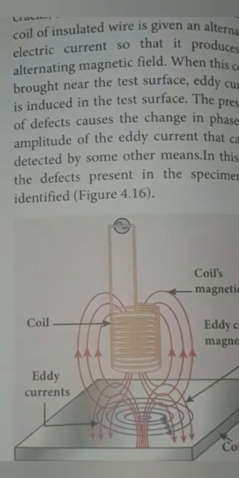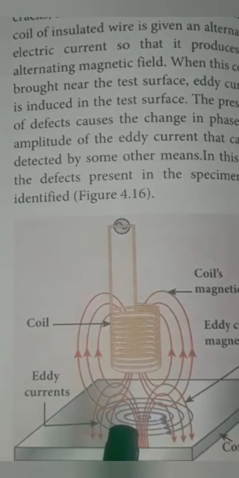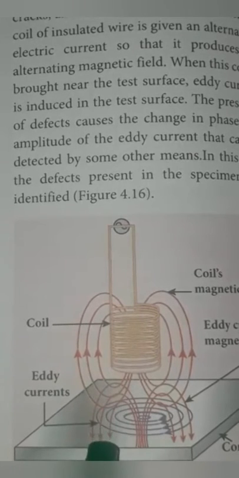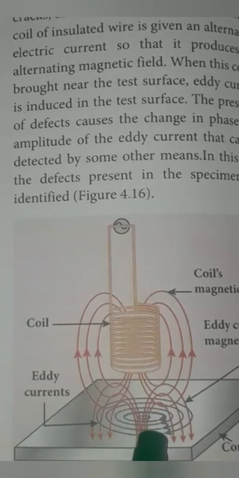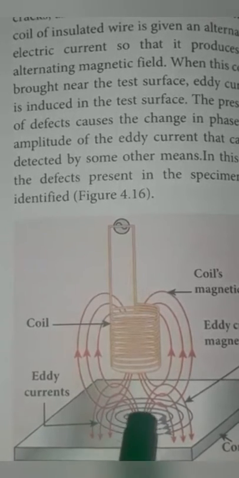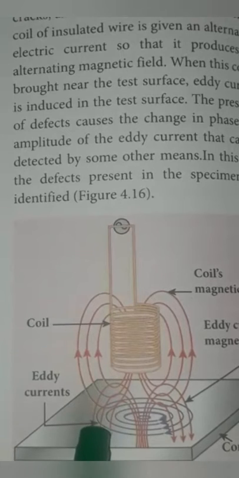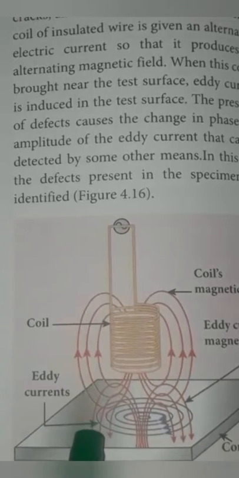The next application is eddy current testing. We are taking a metal plate. When the magnetic field passes through the metal plate, the eddy current will be produced. If some defects are there, the eddy current amplitude will be changed. So we can easily understand that some defects are present in this metal. Likewise, eddy currents are used for testing purposes.